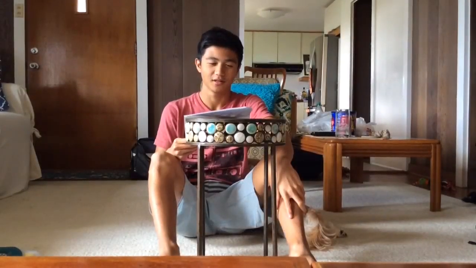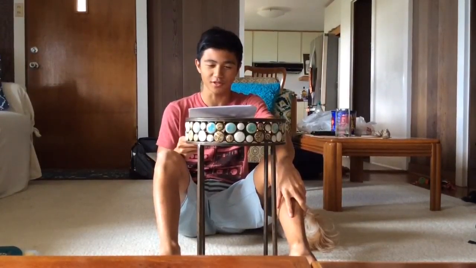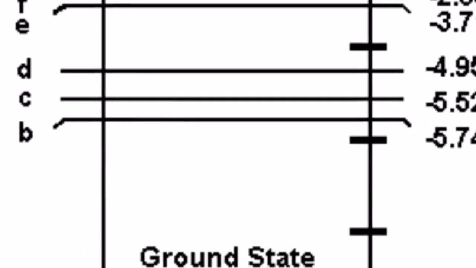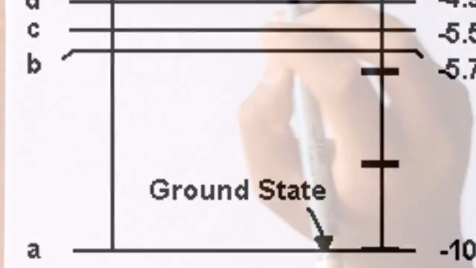Question 3. Calculate the wavelength of the photon emitted in a transition from n equals 4 to n equals 2 in hydrogen. This is one of the energy level diagrams for hydrogen and mercury, respectively, according to Bohr's calculations. The right side is measured in electron volts, and the left side is the energy level, represented by N. The ground state, which is at the bottom of the energy level diagram, is the state of lowest energy.